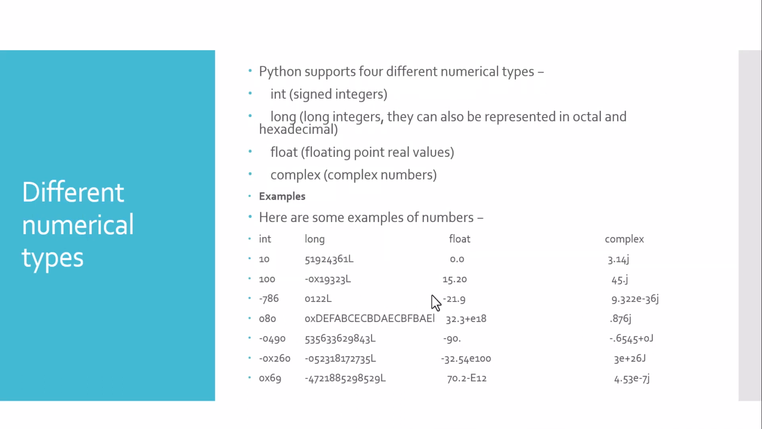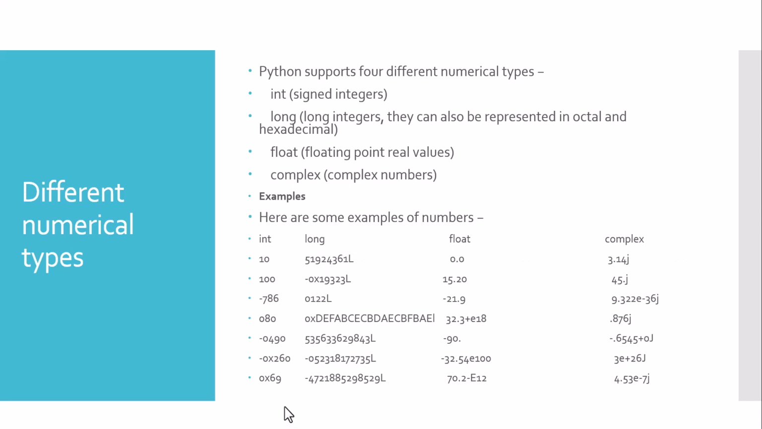Different numerical types. Python supports 4 different numerical types: int, long, float, complex. Int is also known as signed integers. Long integers can also be represented in octal and hexadecimal. Floating point means real values. Complex means a mix of real and imaginary numbers. Here are some examples of the numbers: int, long, float, complex.